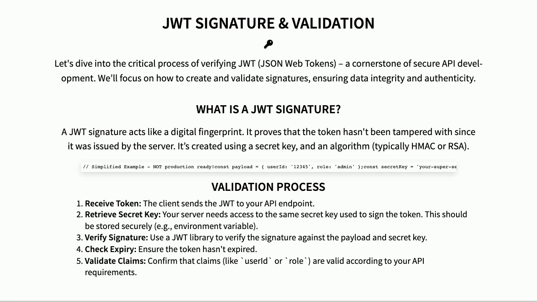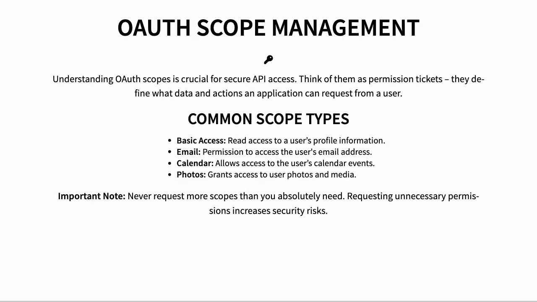Okay, let's talk about securing our API using JWT. Think of a JWT as an electronic signature on a piece of data. It guarantees its authenticity and that no one has messed with it in transit. We'll start by understanding what this signature actually is. It's created using a secret key like a password and some math, ensuring the token hasn't been altered. Then we'll walk through how to validate these tokens, essentially checking if they're legitimate, haven't expired, and contain valid information before granting access.